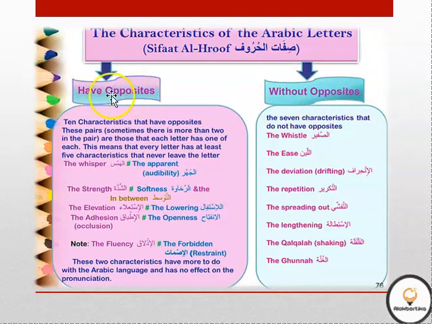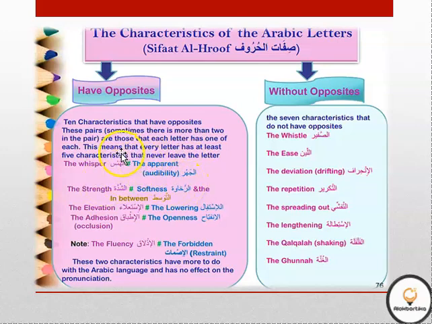The sifat having opposites means a sifat which has opposite characteristics. So there are 10 characteristics that have opposites, in pairs. Each letter has one of each pair, not both. This means that every letter has at least 5 characteristics that never leave the letter. The first one is the whisper, al-hams, and its opposite is the apparent or audibility, al-jahr.